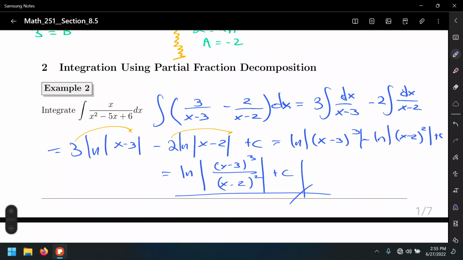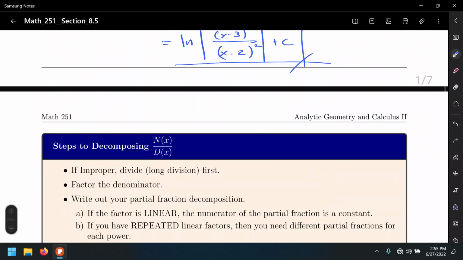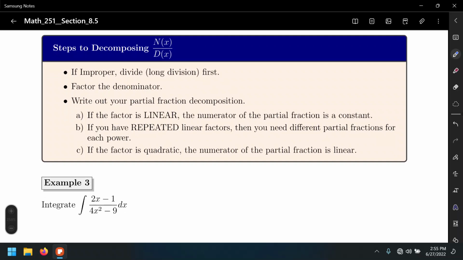All right, let's have a look at the generalized way to describe this method. So what are the steps of decomposing N(x) over D(x), where big N stands for numerator and big D stands for denominator? Okay, if improper, divide, using polynomial long division.